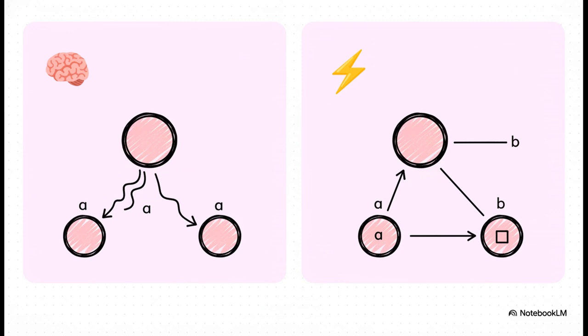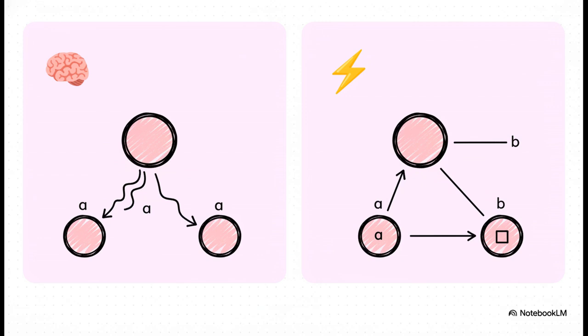Now, there are 2 main flavors of these machines. Over on the left, you have non-deterministic automata, or NFAs. Think of these as being kind of flexible, almost a little bit magical. From one state, a single input could send it down multiple possible paths. It's like it can explore many possibilities all at once. This makes them a lot easier for us humans to design.